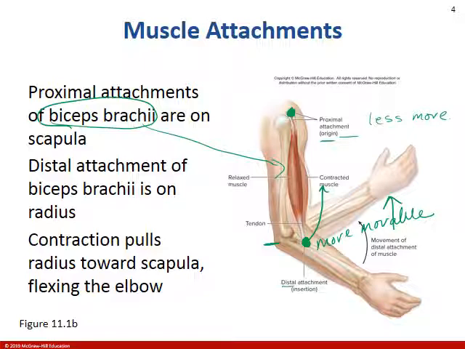I'm not worried so much about origin and insertion points. I want you to be able to identify the muscles and have some idea of what their action is, but I'm not going to quiz you on origin and insertions. If you're going into physical therapy, I highly suggest you start learning all the origin and insertions now. You'll just save yourself trouble down the road.